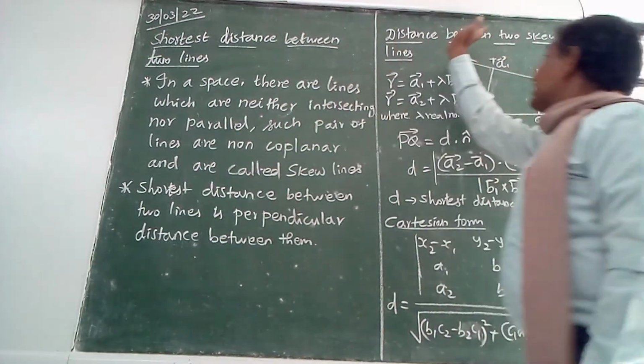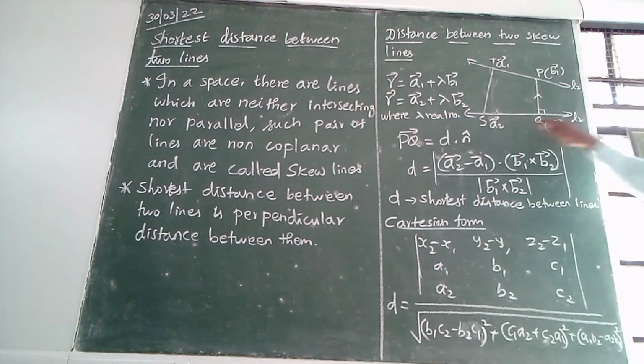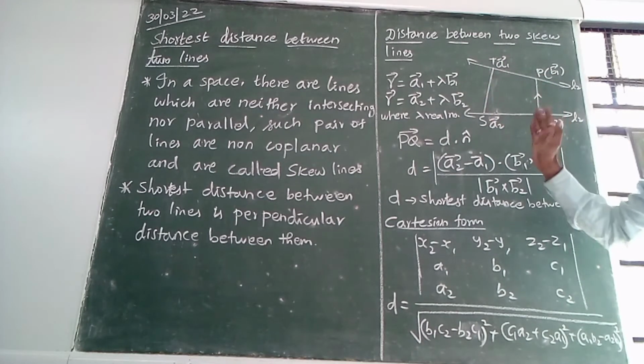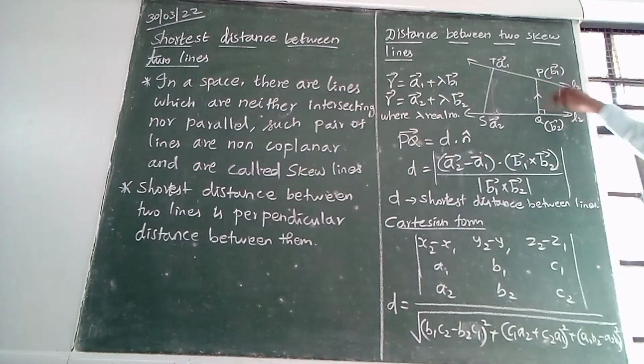So how to find the shortest distance between two skew lines? For example, you take line L2 and line L1. There are many lines you can get. See, TQ is a line, but it is not the shortest distance. The shortest distance must be perpendicular. PQ. So with A1, A2 as position vectors, we are taking PQ. Okay, two lines.